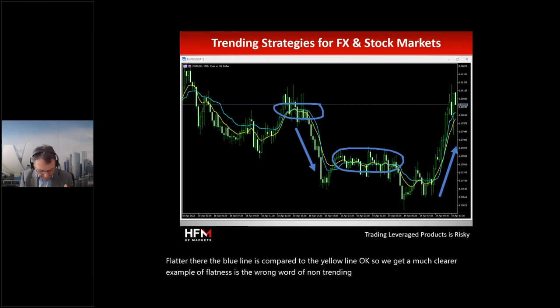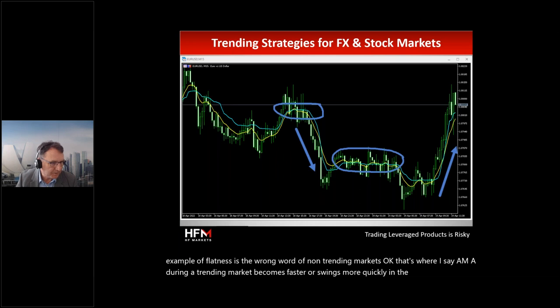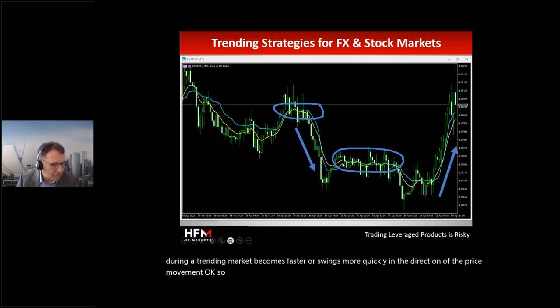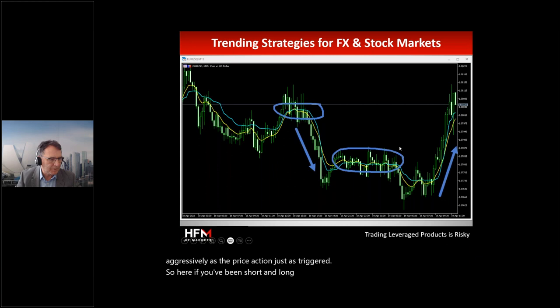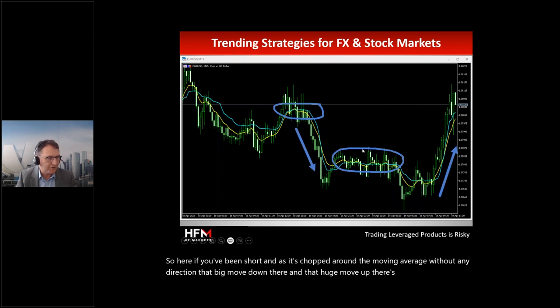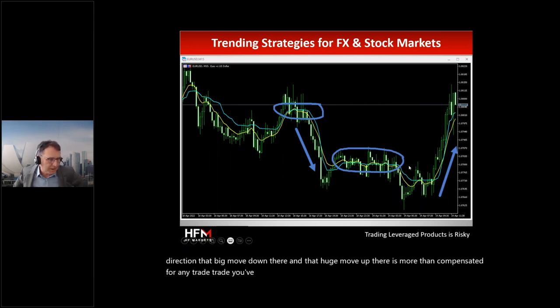That's why I say the AMA during a trending market becomes faster or swings more quickly in the direction of the price movement. So here, it's not swinging at all, is it? It's flat, so nothing's happening. It's saying it's canceling each other out. Here, it moved really aggressively, as the price action has triggered. So if you've been short and long as it's chopped around the moving average without any direction, that big move down there and that huge move up there has more than compensated for any trades you've taken during this sideways action.